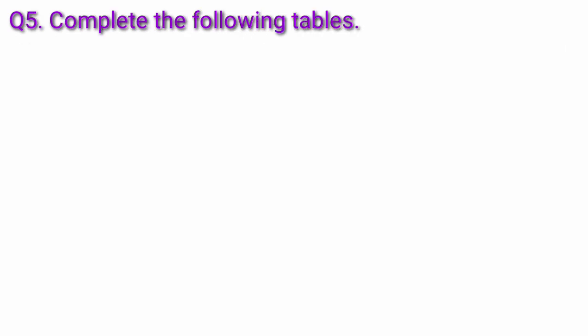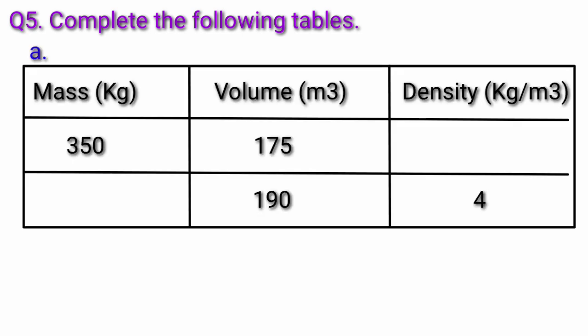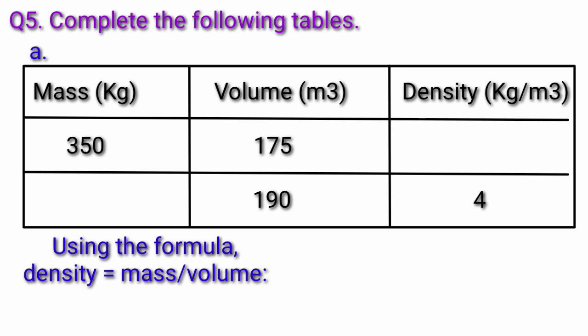Now, question 5. Complete the following tables. Question A. Here a table is given in which mass, volume and densities are given. In the first row we have to find the density and in the second row we have to find the mass. So mass is given 350, volume 175 and we have to find the density. So we know that density is equal to mass divided by volume.